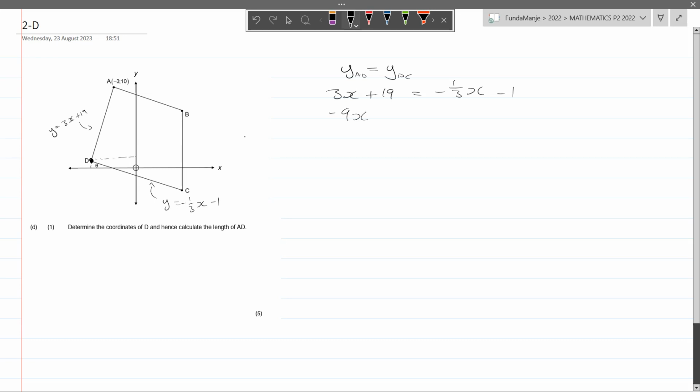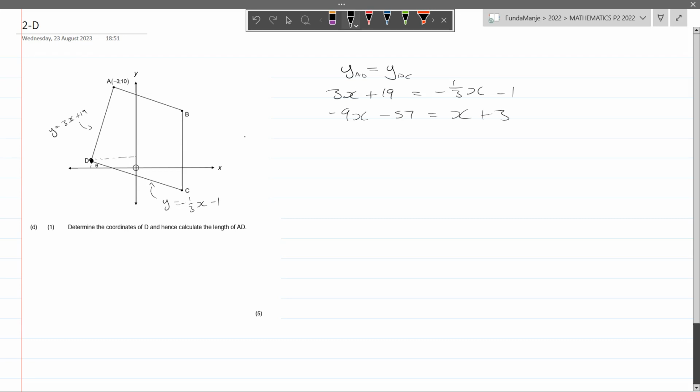If you multiply 19 with minus 3, you get minus 57. And if you multiply here by minus 3, the negative and the negative cancel, the 3 and the 3 cancel, you're left with x. Here with minus 3, you get positive 3.